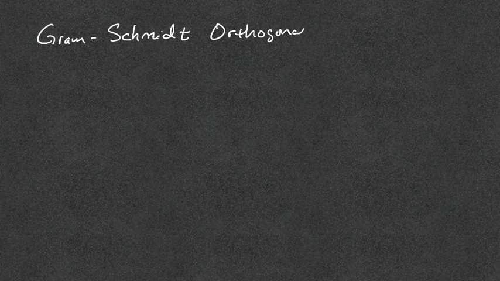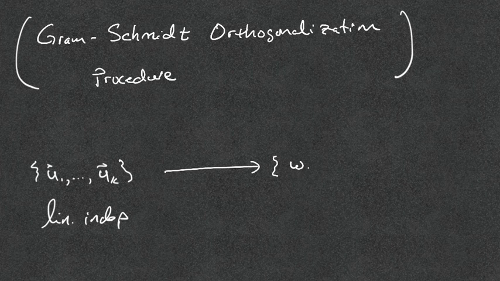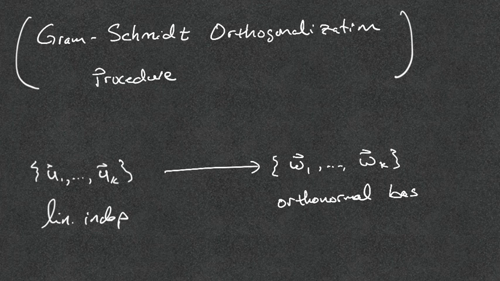And so our conclusion, or at least the big punchline that we can take away, is that our Gram-Schmidt orthogonalization procedure will allow us to take any set of vectors, u1 up to u sub k, that are linearly independent, and we can transform those into a new set of vectors, w1 up to w sub k, that give an orthonormal basis for the span of our set of vectors u1 up to u sub k.